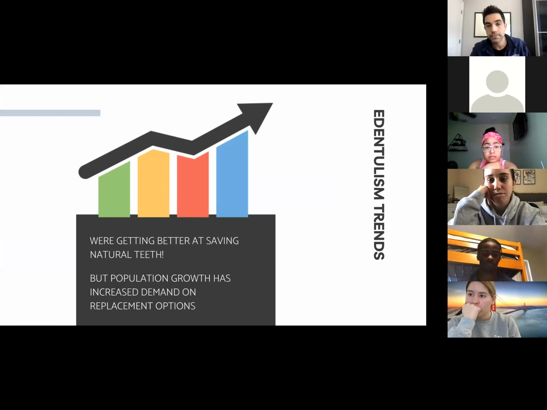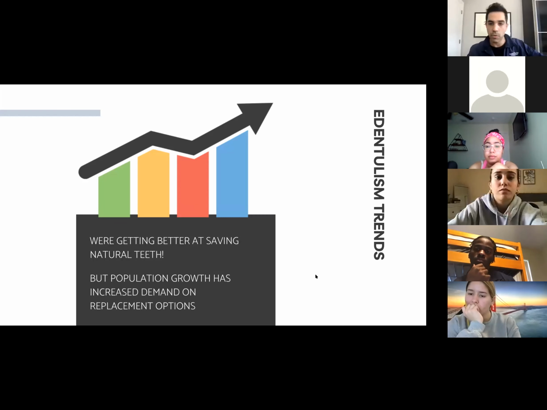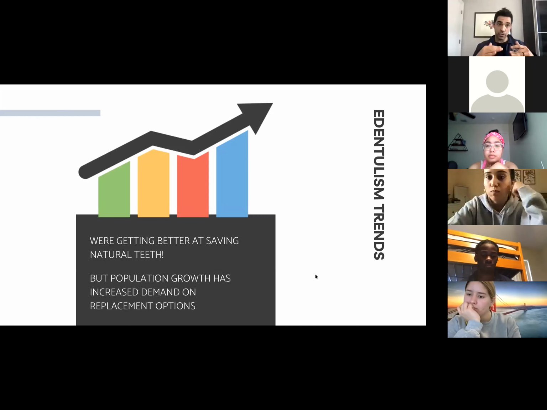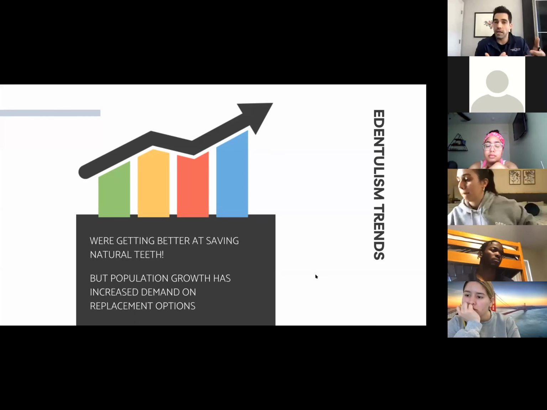Now, thankfully, as a profession, we are getting better at saving natural teeth, right? It used to be that our parents and certainly our grandparents' generation would go to the dentist with a toothache and walk out with some gauze shoved in their mouth because they had a tooth removed. Nowadays, we've gotten way better at saving teeth, doing root canals, minimally invasive treatments, intercepting things early so that they don't have to get to the point where they have another tooth taken out. But although we're getting better at saving natural teeth, population has grown so much that there is more demand for options to replace teeth than there's ever been before, because the growth in population is making up for that improvement in us saving teeth.